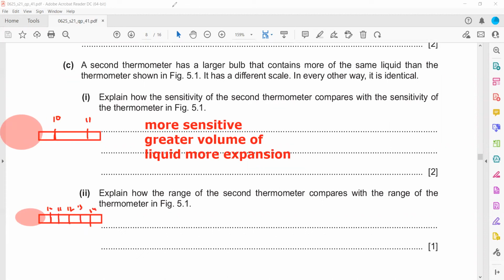So what will happen to the range? How does the range of a second thermometer compare, because as I mentioned, the second thermometer is having a large bulb. So the second thermometer will have a small range, or the range of the second thermometer will be smaller as compared to the first one.